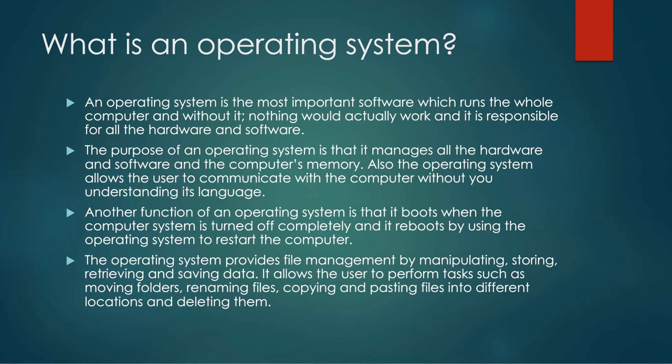So, what is an operating system? This is the most important software which runs the whole computer, and without it, nothing will actually work. It is responsible for all the hardware and software. So it basically functions both hardware and software to make sure it's working to the best degree, basically. So the purpose of an operating system is that it manages all the hardware and software and the computer's memory.